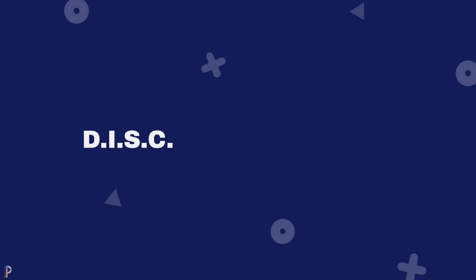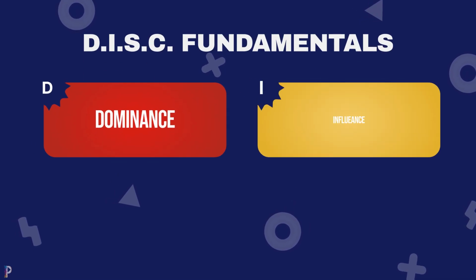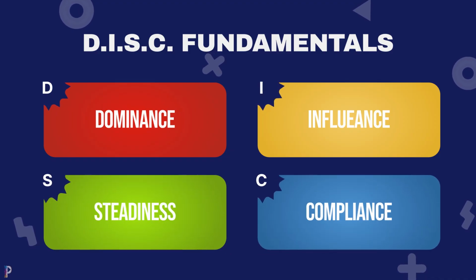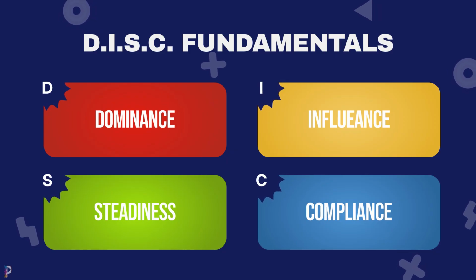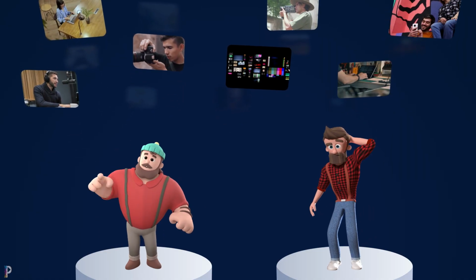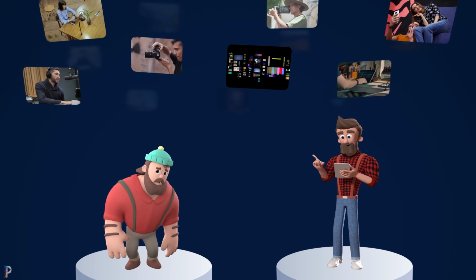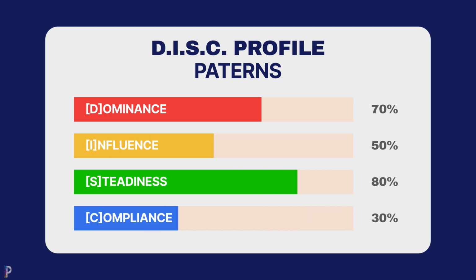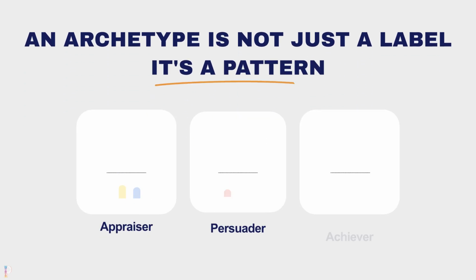Most people meet the DISC language as four words or colors. Dominance, red. Influence, yellow. Steadiness, green. And compliance, blue. Although that is a useful starting point, people rarely live in one corner. Two managers can both test high D, but behave differently under pressure. One pushes fast and loud, the other quietly with data. That difference comes from the various DISC profile patterns. An archetype is not just a label, it is a pattern.